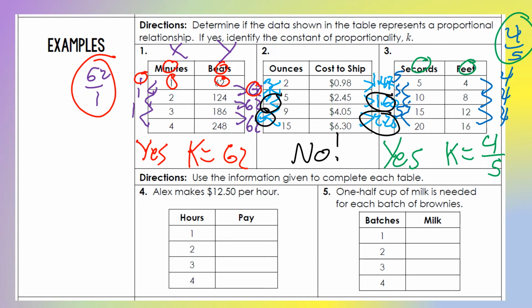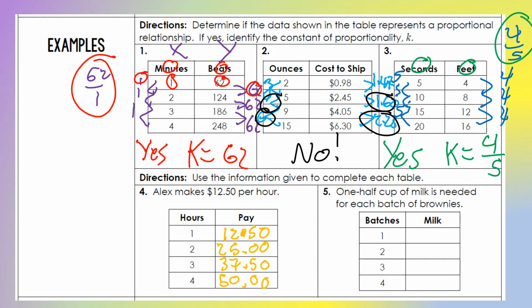Use the information given to complete each table. Alex makes $12.50 per hour. So at the end of hour 1, he's got $12.50. At the end of hour 2, $25. At the end of hour 3, $37.50. And at the end of hour 4, $50.